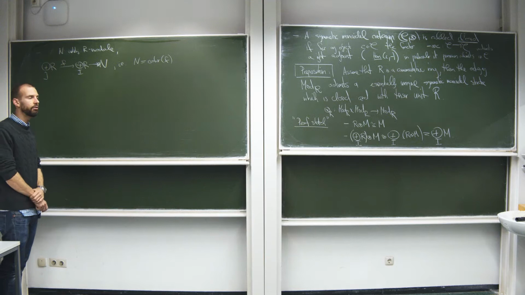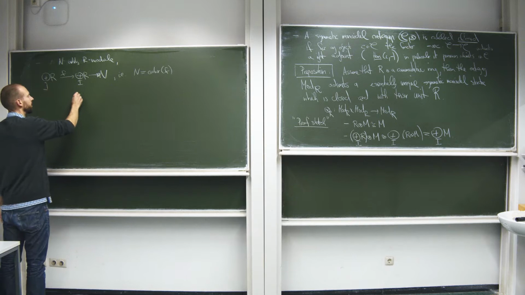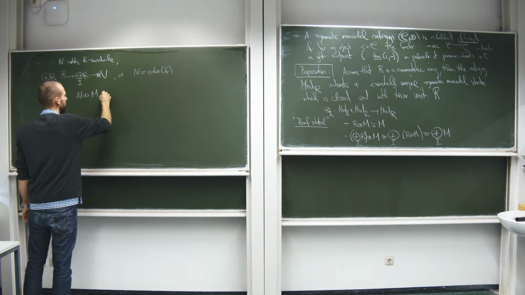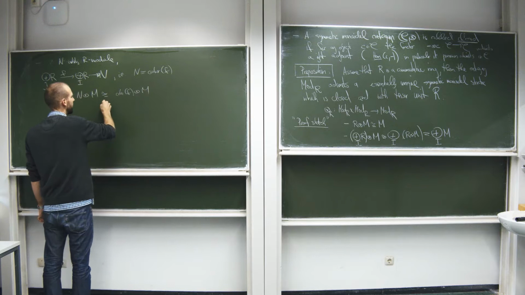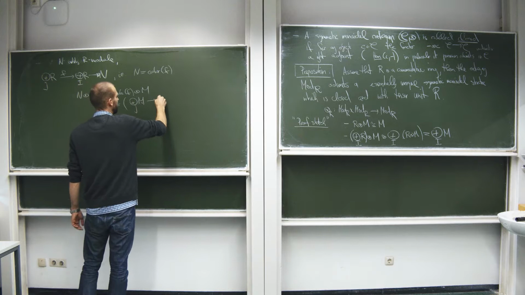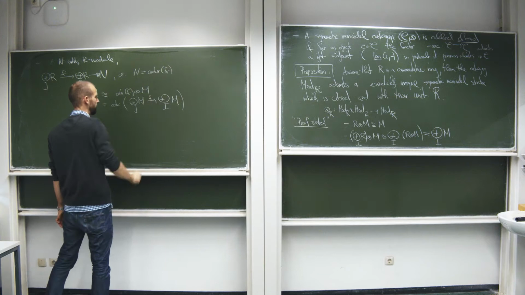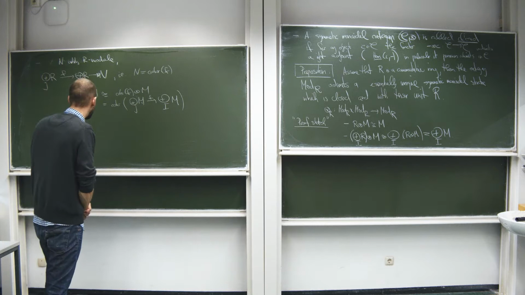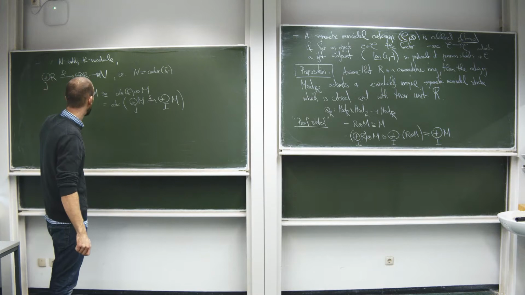So what do we get? We get that N tensor with any M is given by cokernel F tensor M, and that is then the cokernel of the map direct sum over J of M into direct sum over I of M. Well, this is just the induced map from F, which I will also just call F. It's just the map which is induced by the matrix. Okay, and here you see this immediately determines what the tensor product has to be.